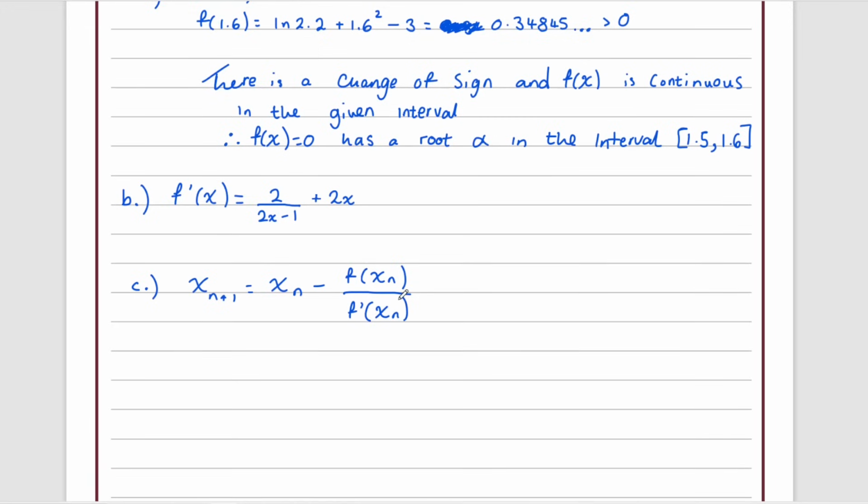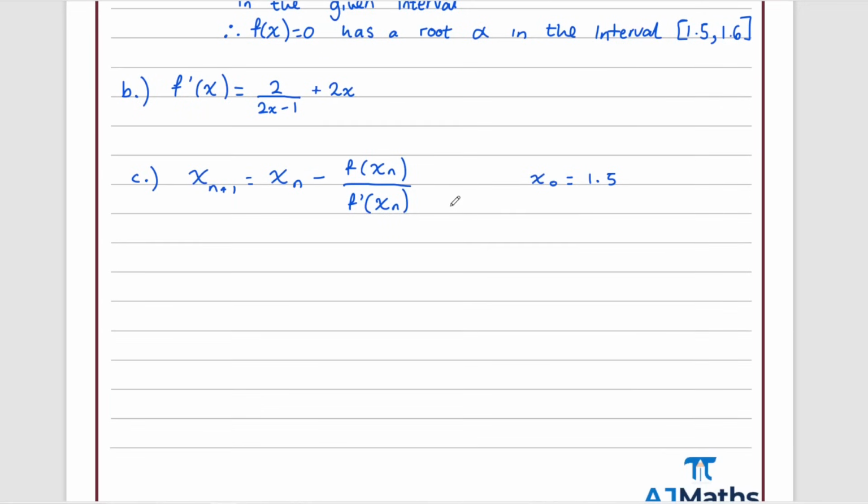Okay. Where our first term here, x naught, is equal to 1.5. So in this case here, if we want x1, that would be when n equals 0. So for us then, x1 here is going to be equal to x naught minus f of x naught all over f prime of x naught, where x naught here is 1.5.